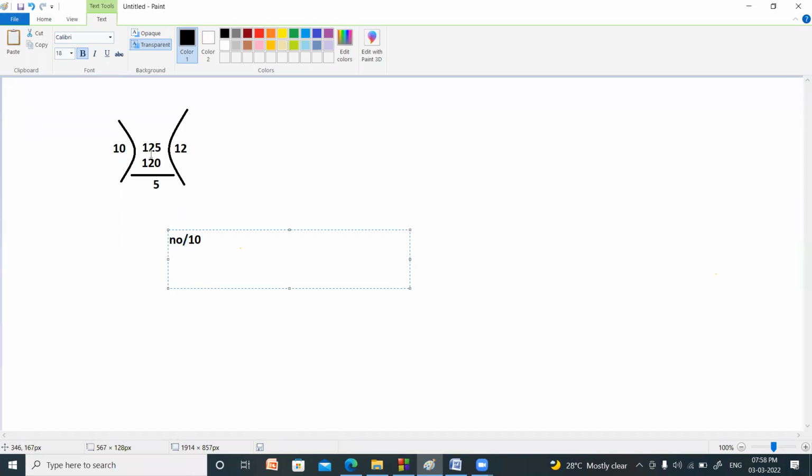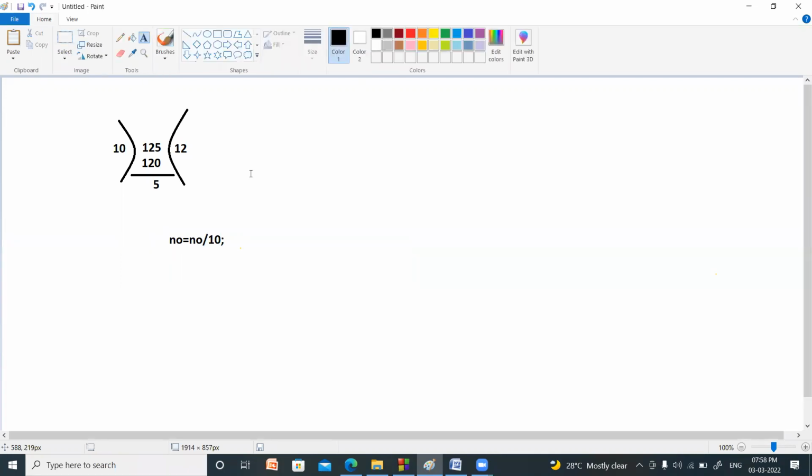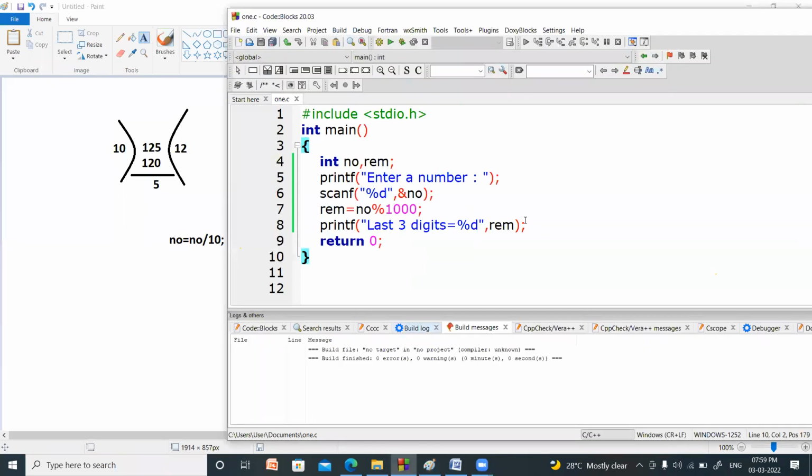Now, after removing the last digit, it should be restored in number. So, number equal to number by 10. It is the formula. You have to remember this by heart. How to remove the last digit of a given number? What is the formula? Number equal to number by 10. Now, write down this program.